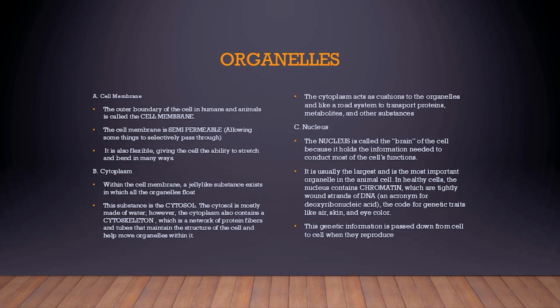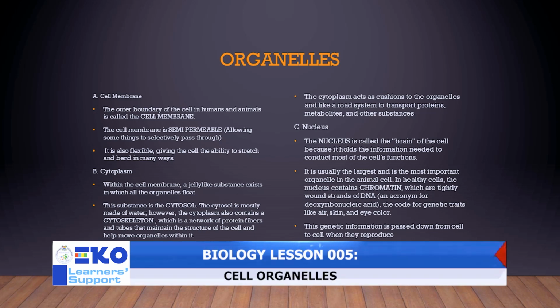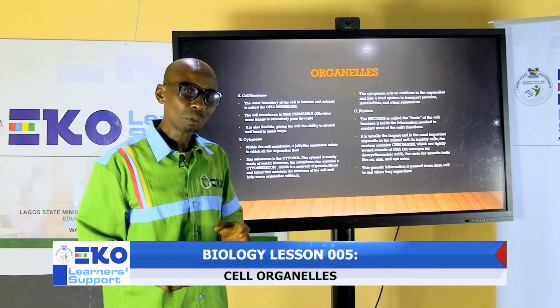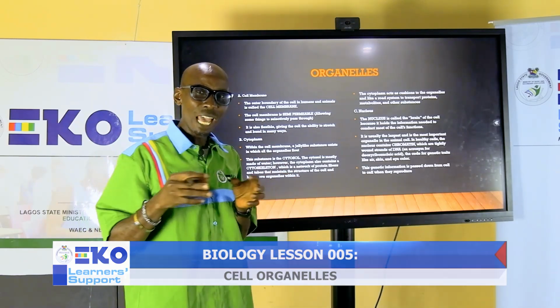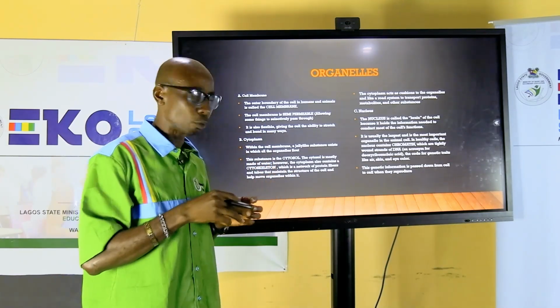Cytoplasm is a jelly-like structure, and it is referred to as the environment of the cell. It is the environment of the cell because all organelles are found inside it. All nutrients are dissolved in it. Exchange of material in a cell occurs inside the cytoplasm.